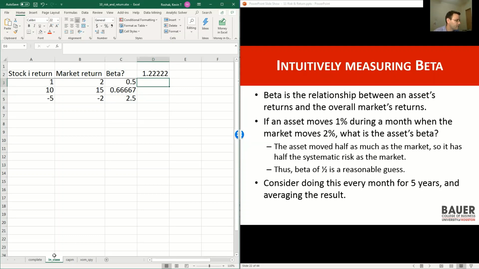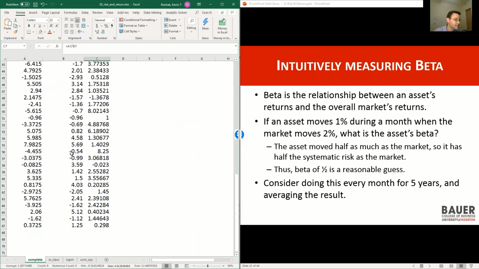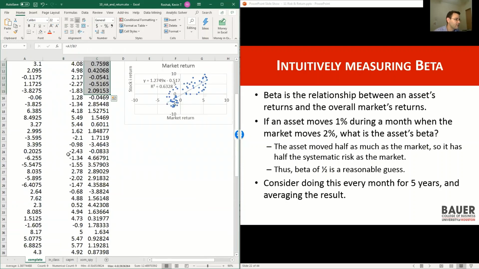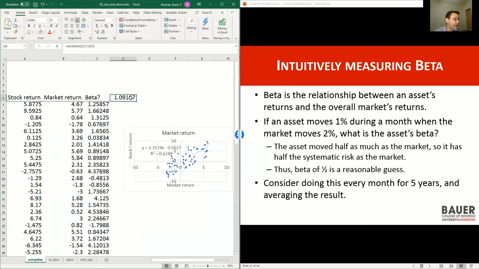I filled this out for kind of a bunch of months. If you have a stock return in this column and the market return in this second column, you compute the beta. I did this 60 times just to estimate, say, 5 years worth of data. 12 months in a year times 5 years gives you about 60 months. You can calculate beta for every month. You get an average beta of 1.09 here.